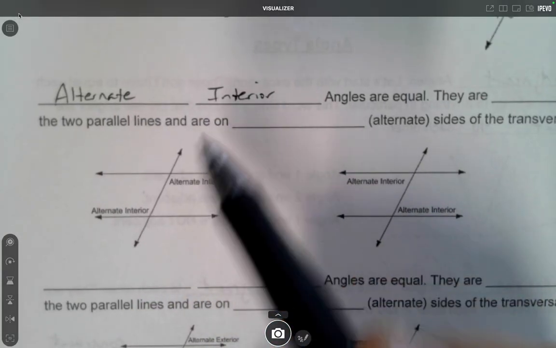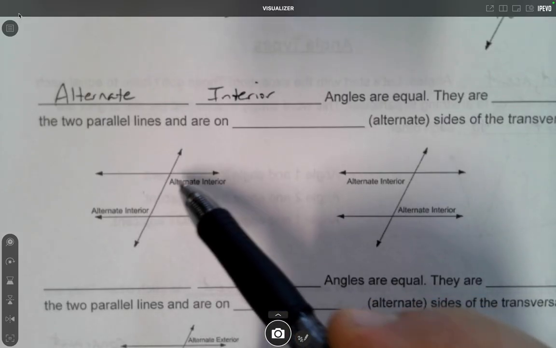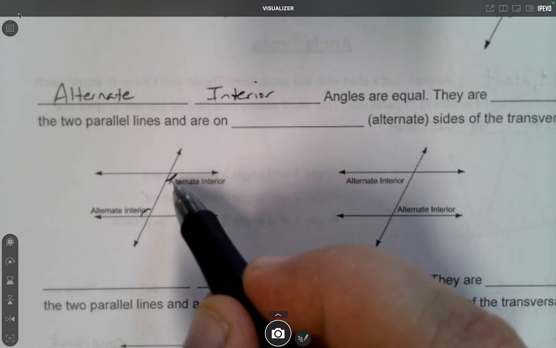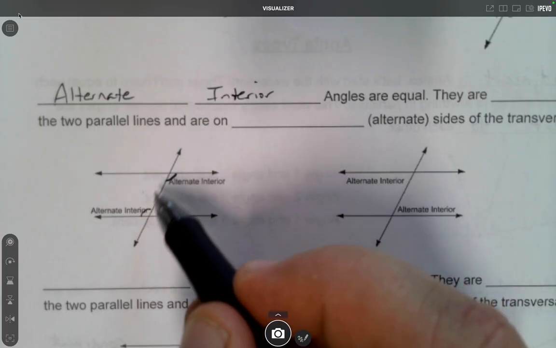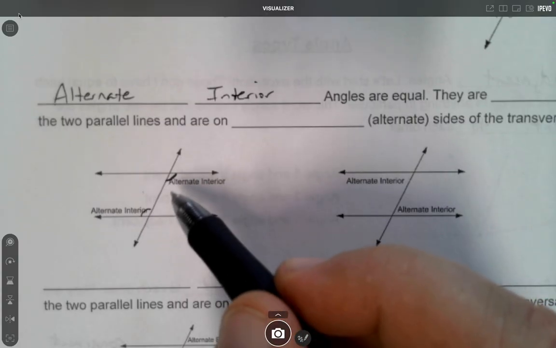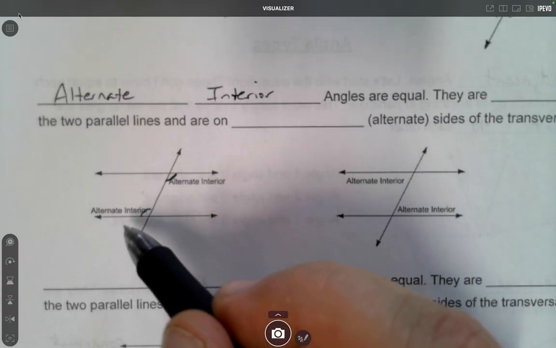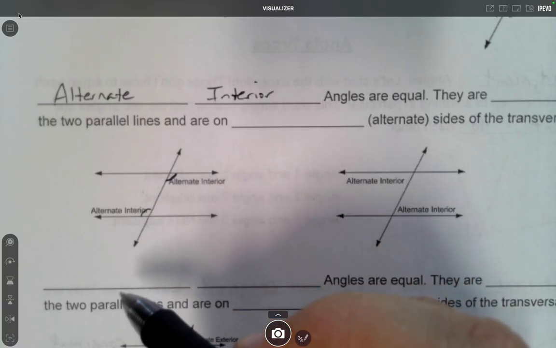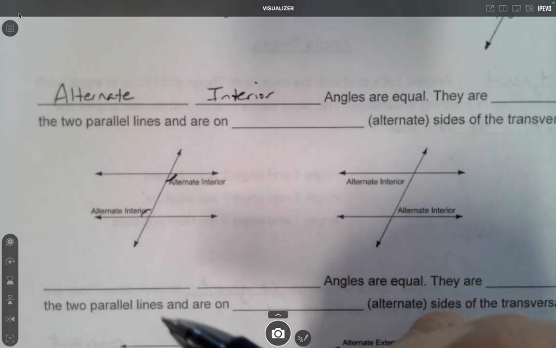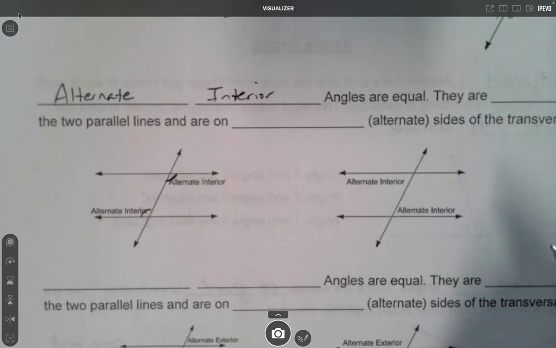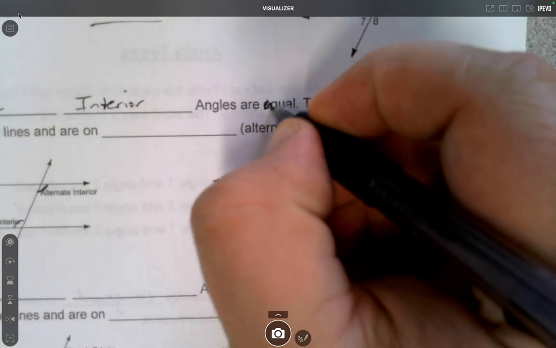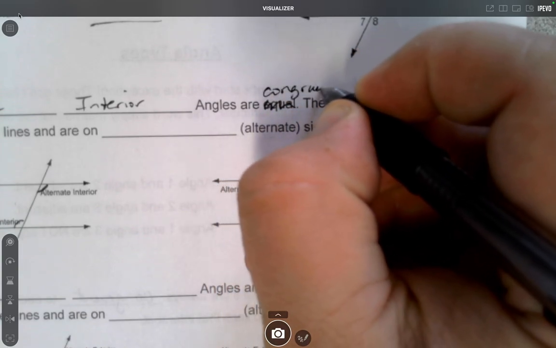Interior means inside. So if you look at this example right here, this angle right here and this angle right here, they are on alternate sides of the transversal. One's on its right, one's on its left, and they're both between or inside the two parallel lines. So they're alternate because they're on two different sides of the transversal, and they're interior because they're both inside or between the two parallel lines. Turns out alternate interior angles are always congruent. I gotta remind myself to edit this so it says congruent.